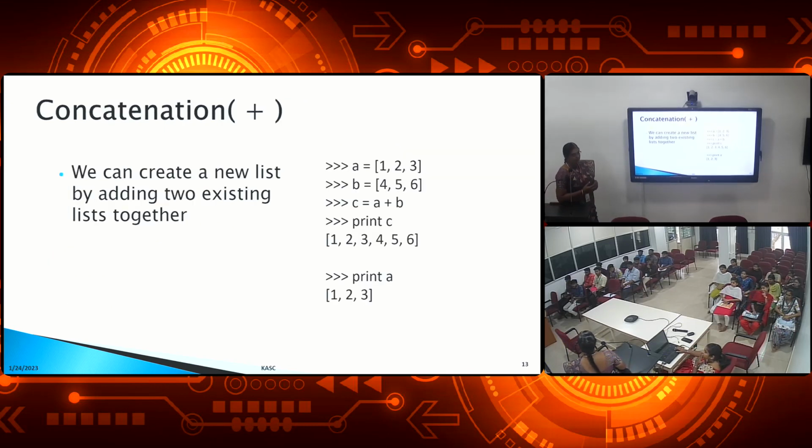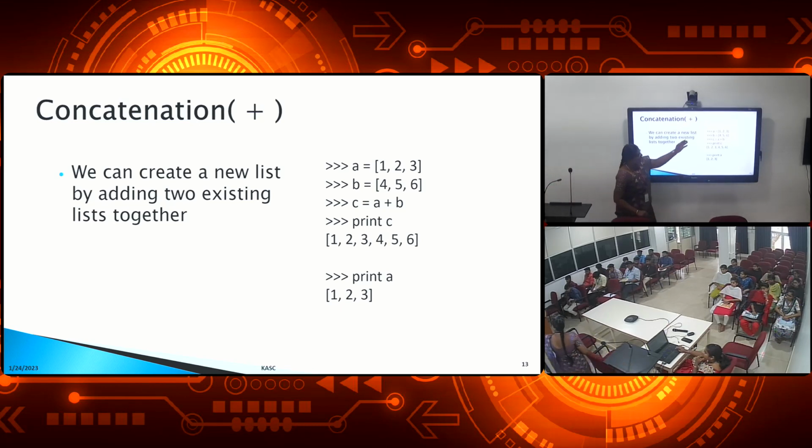Can we coordinate, that is, concatenate? Suppose your mom gives you a list of items, and your sister comes to you and says, brother, I need these items, can you add them to the list I already prepared? Yes, we can add them. That is the concatenation. We can concatenate two different lists into a single list. So we can create a new list by adding two existing lists together. That is the motive.